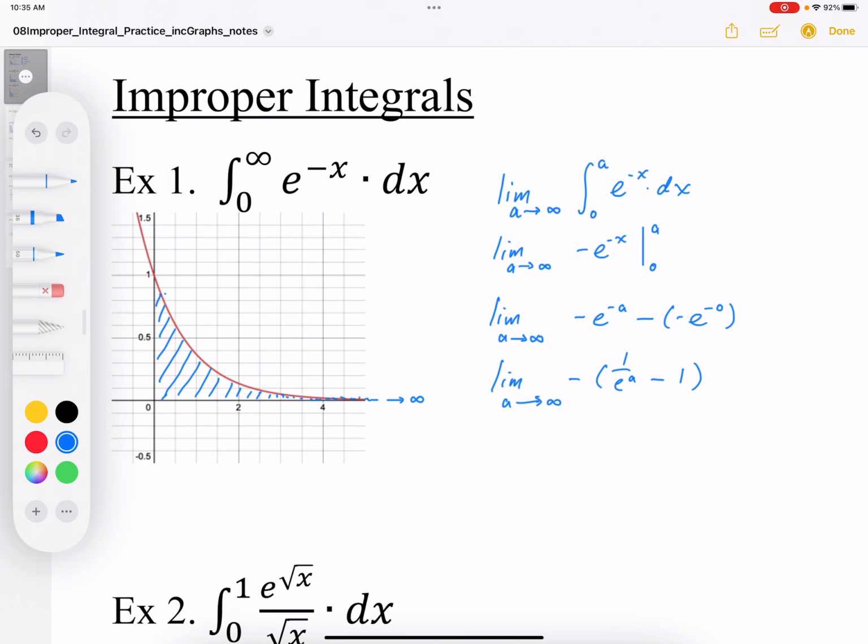And then now we can evaluate this limit. This becomes negative 1 over e to the infinity minus 1. That's going to be 0 minus 1, so it's going to be negative of negative 1 or positive 1. So what this means is that area underneath this curve, this unbounded area, has a finite area, and that finite area is 1 square unit.